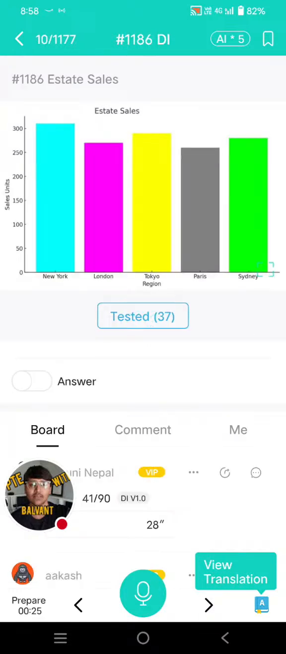Okay, so the next one is about the real estate sales. The graph can represent the sales units versus the regions in which the sales are happening right now.